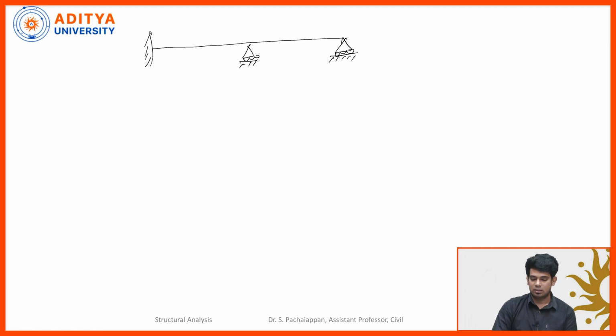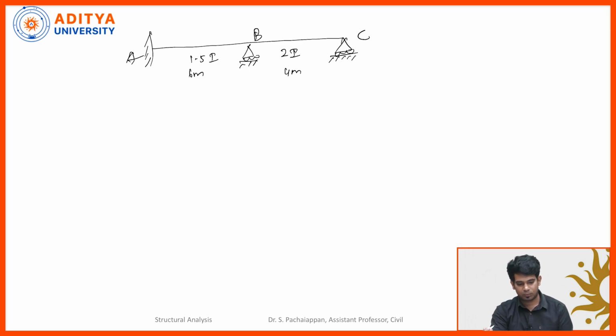Okay. So mark this as supports A, B and C. We need a span also here. This is 6 meters and this is 4 meters. Then span AB is 1.5 times of moment of inertia I and span BC is 2 times of I. Okay. So now let's frame the equation.